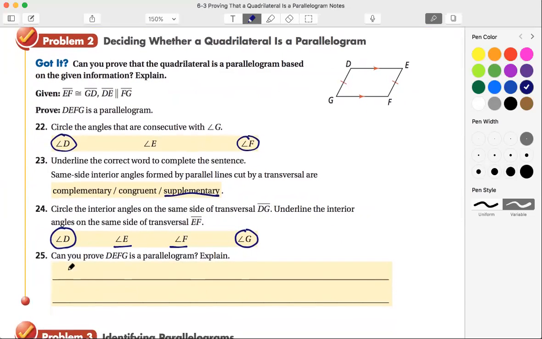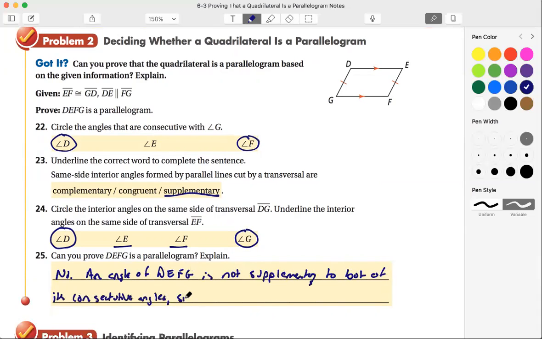The answer to that is no. An angle of DEFG is not supplementary to both of its consecutive angles. So, theorem 6-9 does not apply.